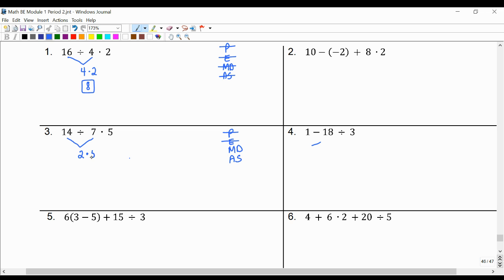Bring down the times by 5. Still on multiply and divide from left to right, and we multiply. 2 times 5 is 10. Make sure you bring down the 5. Don't leave it up there.